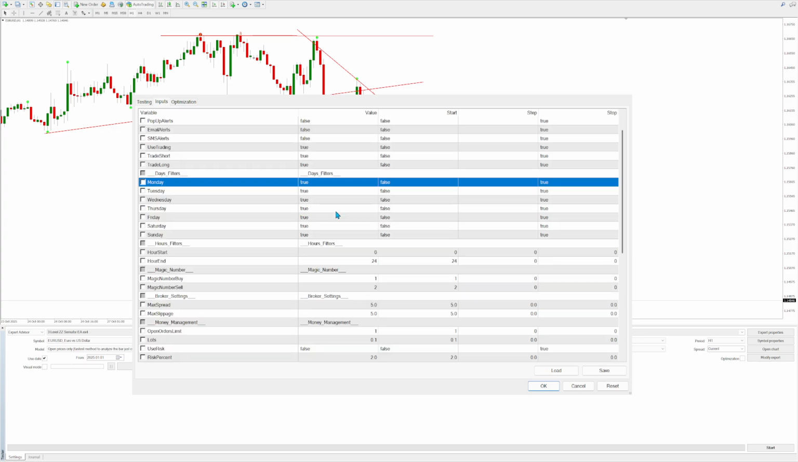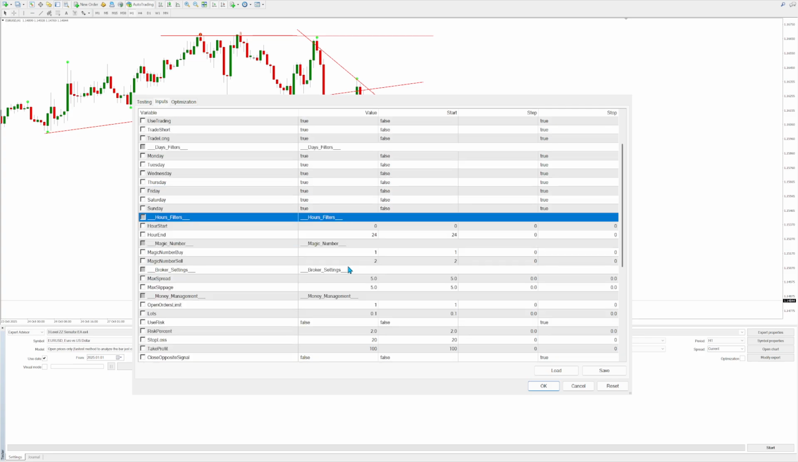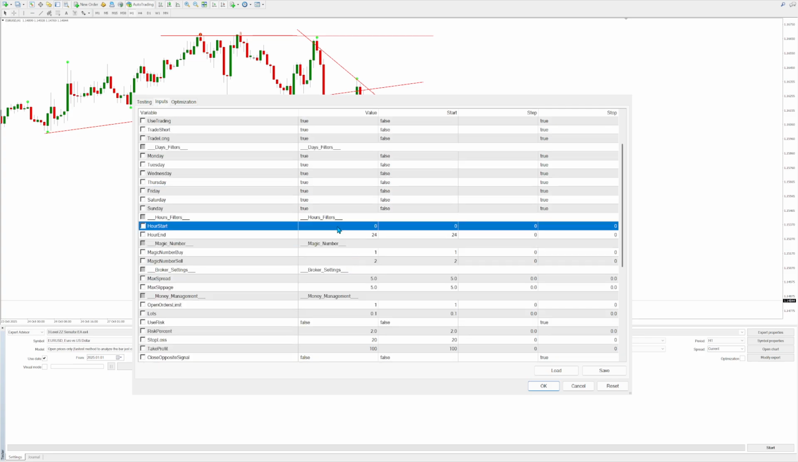Days filter, self-explanatory. This is the days of the week that you want to trade. Hours filter, again, self-explanatory. You can choose to trade all day or trade particular market sessions, perhaps a London session, New York session, perhaps when they overlap, the Asian session, so on and so forth.